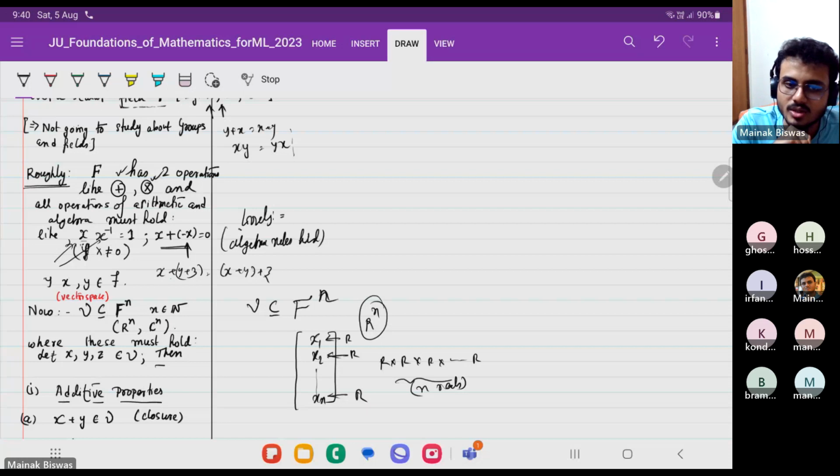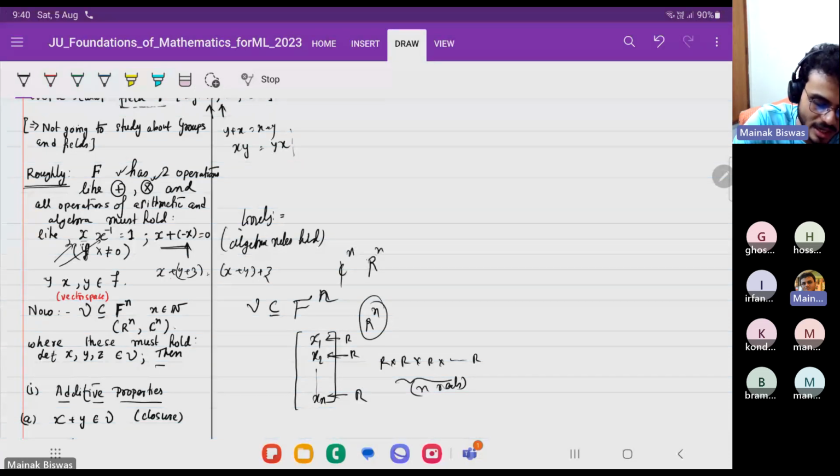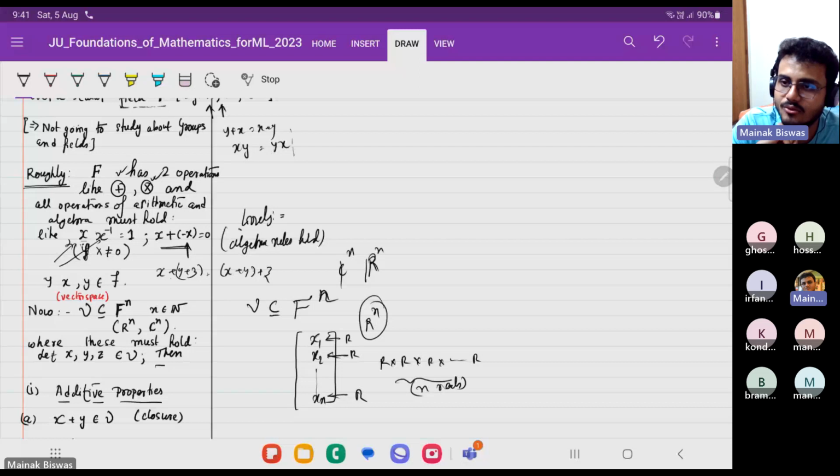Good. R^n you must know. So you will have F^n. So F^n can be either C^n, n complex numbers, or n real numbers. So a vector comprises n real numbers or n complex numbers. For our case, that is what we will be considering throughout, right? Everybody happy?